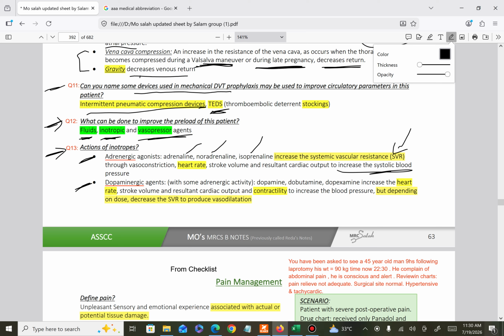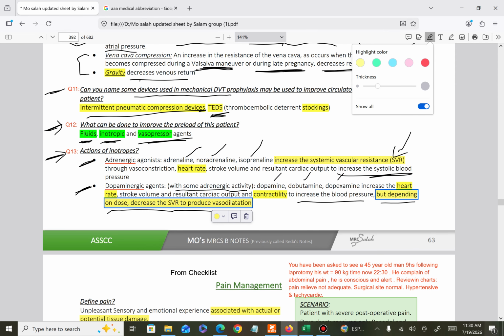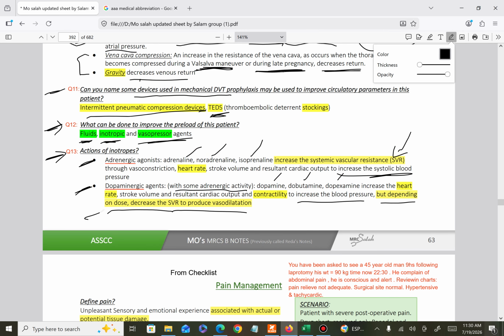Then the dopaminergic agents, which have some adrenergic activity, like dopamine, dobutamine, dopexamine, increase the heart rate, stroke volume and resultant cardiac output and contractility to increase the blood pressure, but depending on dose. Dopamine can cause contractility, but it can also cause reduction in the systemic vascular resistance to produce vasodilation, but it depends on its dose.